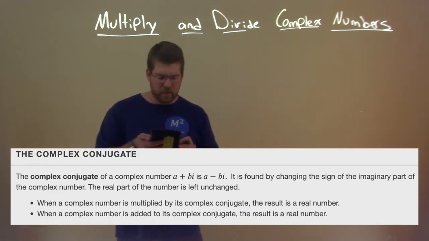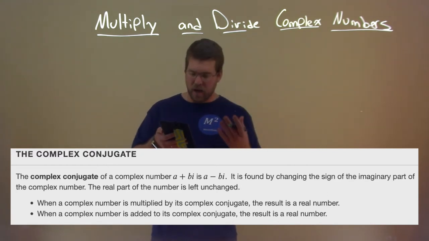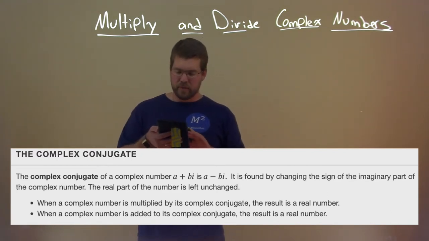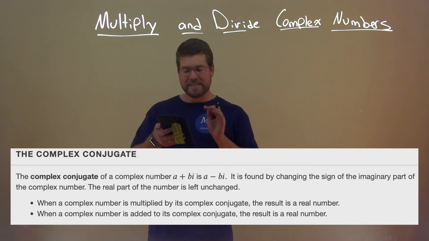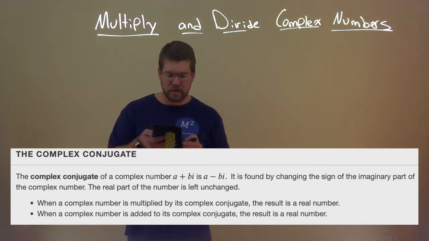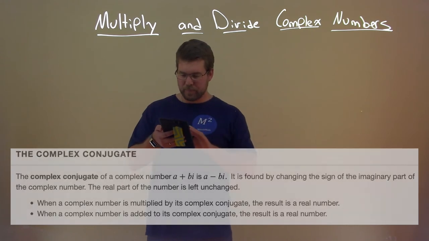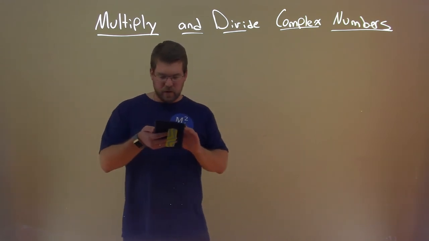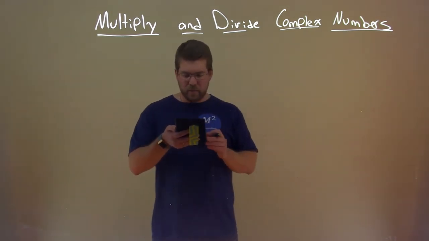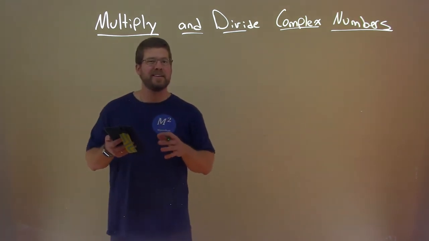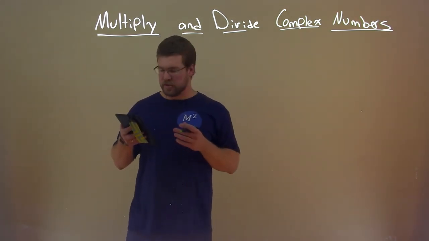When a complex number is multiplied by its complex conjugate, the result is a real number. When a complex number is added to its complex conjugate, the result is a real number. Okay? So let's go find some complex conjugates here and use that as a stepping stone for division.